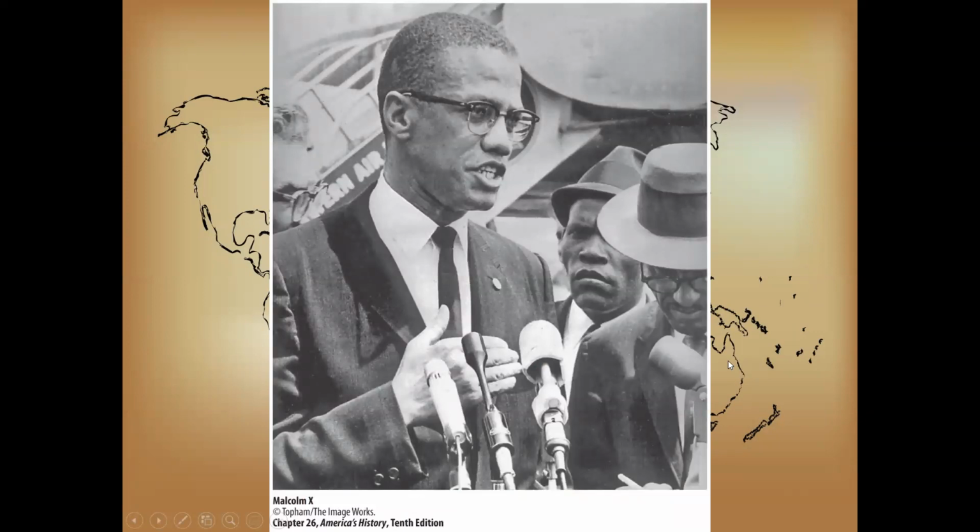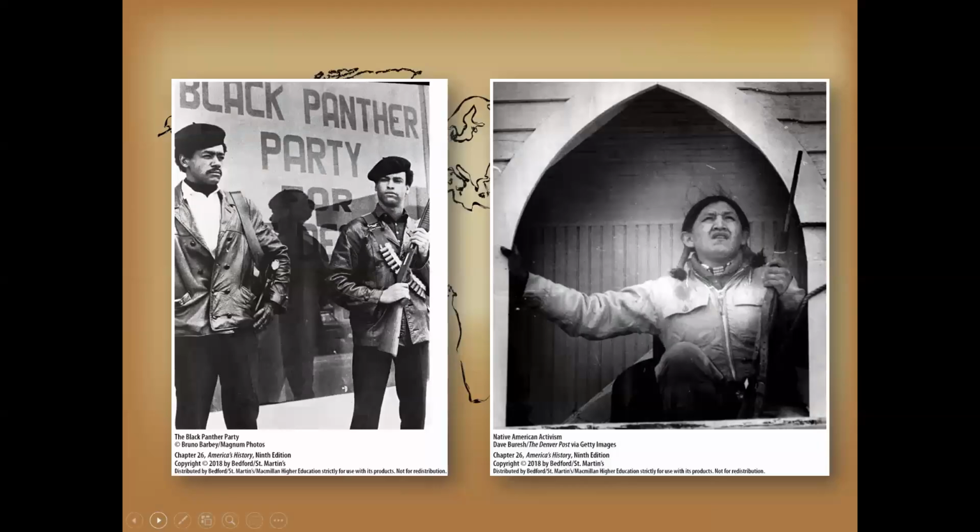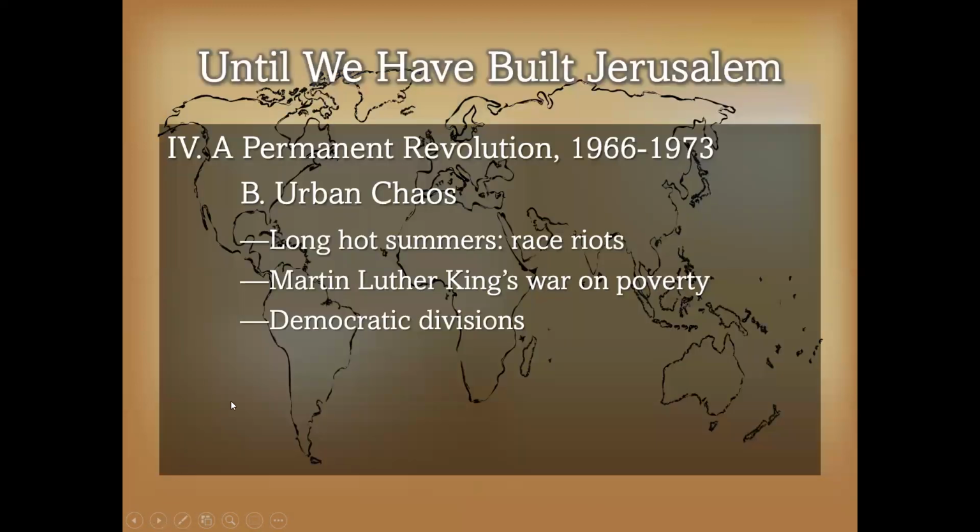There's a picture of Malcolm X. That's from 1963, but I can't be sure. And then a couple of pictures of, on the left-hand side, the Black Panther Party. You see them decked out with bandoleers, shotguns, stuff like that. And on the right-hand side, Native American activism, because you're also going to have rights groups proliferate. We'll also get into this as well. And by the late 60s, mid-1960s, I should say, you begin to have violence break out.